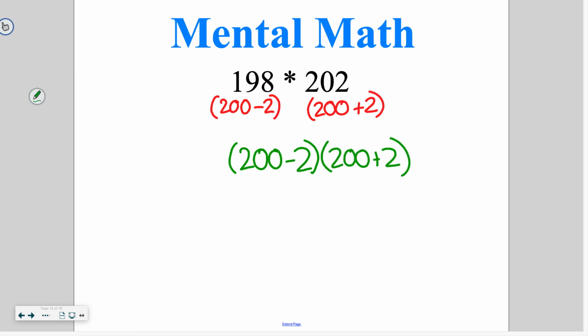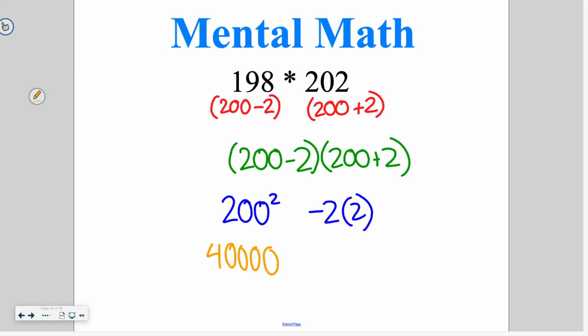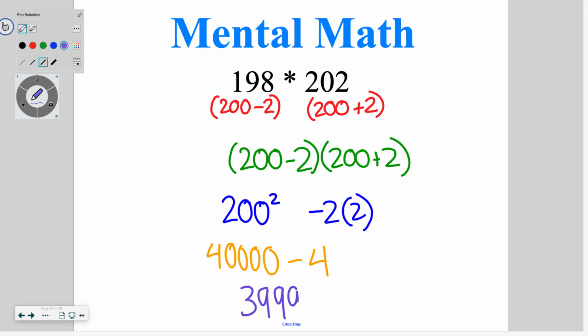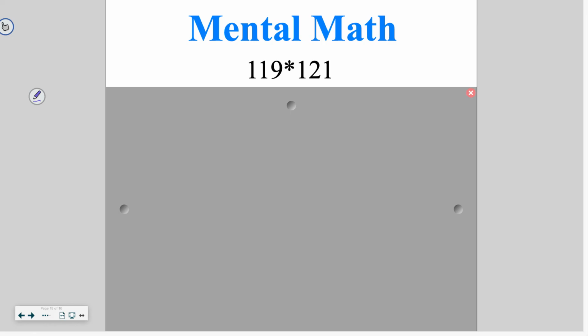So we can follow our rule here and say we're going to do 200 squared, and then the second part is negative 2 times 2. When I do 200 squared, I'm going to end up with 2 squared, which is 4, and then squaring those zeros means that I have twice as many, so I end up with 40,000 minus 4, giving me a final answer of 39,996. So when I multiply those two numbers, I can do that by using my sum and difference of squares. Go ahead and try this one on your own.